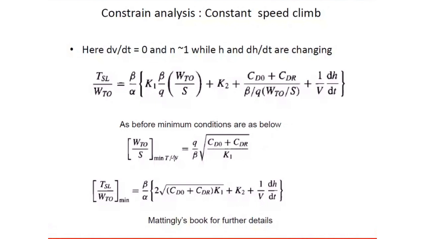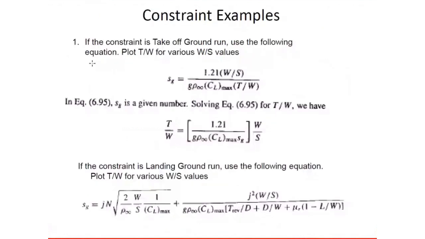So, well, let's look at some examples. If the constraint is takeoff ground run, you can use the following equation. Okay, plot T by W versus W by S using this equation. And for various values of W, you can get T by W. So S, let's say, is given. You are told that this aircraft has to take off in 1000 meters or land within 1000 meters. Then S is known. Take T by W on the left hand side, and for every W by S, you can compute what's the T by W.